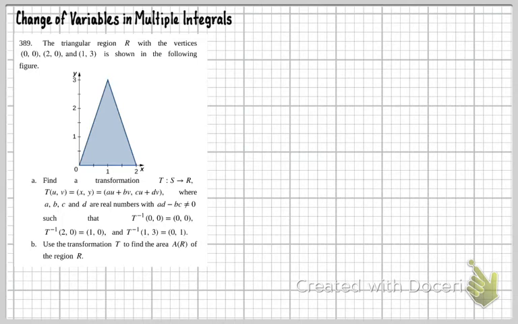So this is a mouthful of information here. What we're going to do is decipher this piece by piece. So first, realize the triangular region R. They're saying this here is R. And next, we want to create a transformation from S to R. So that means we have to create the S here.